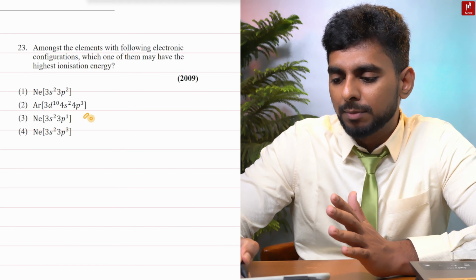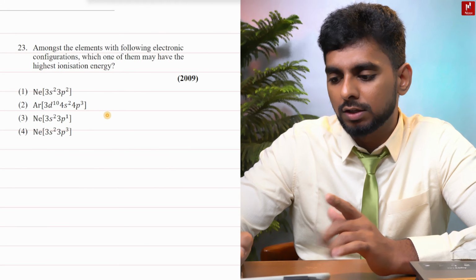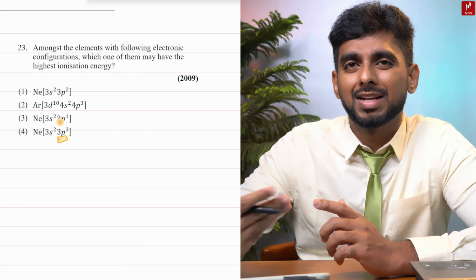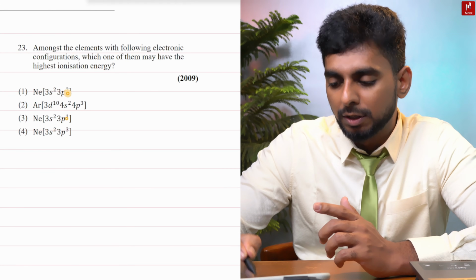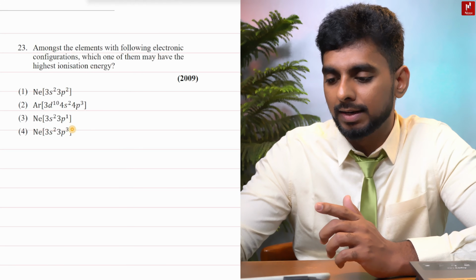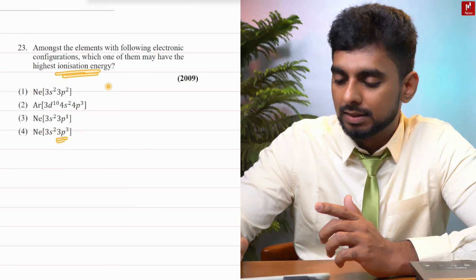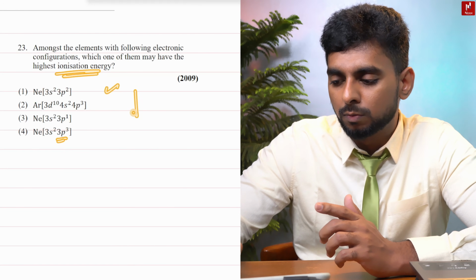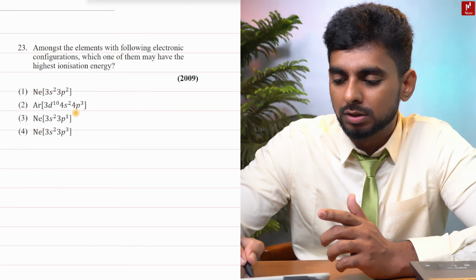If they had given you 3p4, you shouldn't have chosen 3p4. Instead you should choose this 3p3. But here there isn't any confusion, because the option is only between 3p1, 3p2, and 3p3. We just know across the period it has to increase, right? So 3p3 should have had the maximum ionization energy, right? Down the group, what will happen? Down the group it has to decrease. Therefore we do not need to worry about this one.